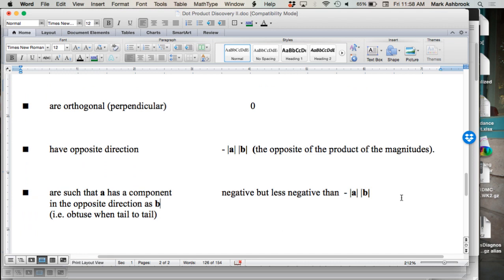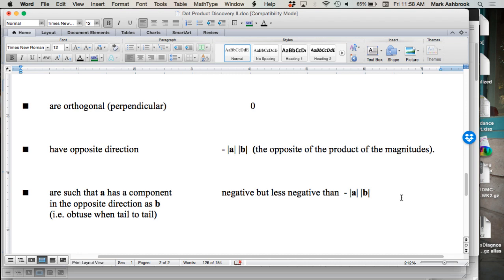Or we could say it's obtuse, right? So they're obtuse, or we could say it this way. A has a component in the opposite direction of B. Would that be another way to say they're obtuse? If you took the component, there's a component of A that points exactly in the opposite direction of B. Do you see how that says the same thing as them being obtuse? And then you get a negative dot product.